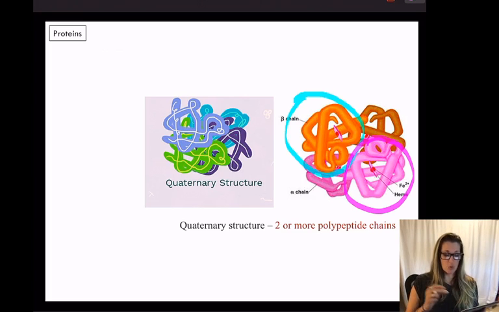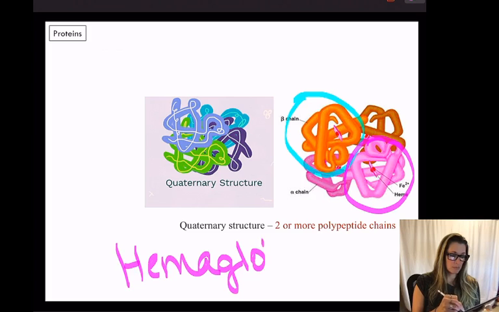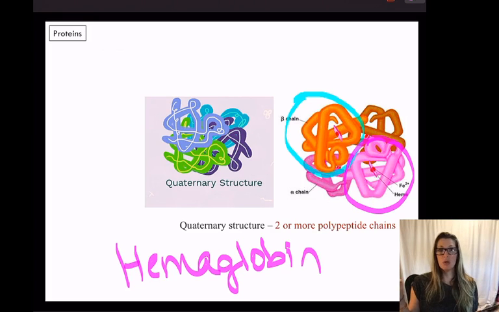One of the most well-known quaternary structures is hemoglobin. Cool. All right, so that's biomolecules, and we'll pick up next with an overview of the cell.